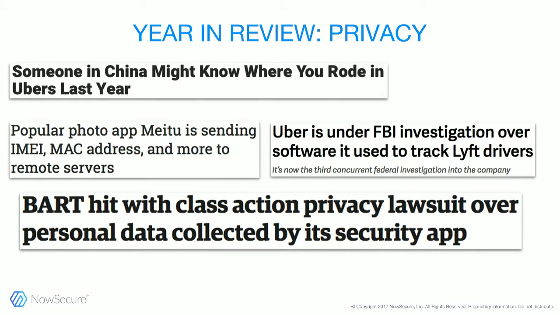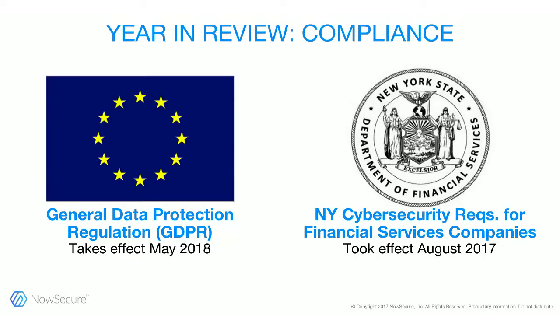Now, when we look at the privacy perspective, there were a number of privacy dumps this year that are pretty scary, whether you look at the Uber tracking information or BART collecting personal information through its security apps. So we're seeing privacy as a growing risk vector, and we'll talk about that as one of the key compliance trends driving forward, as we've had some new compliance mandates rolling out. For many of you in financial services, the new New York cybersecurity requirements hit in August of this year. We have many customers we've helped deal with that.